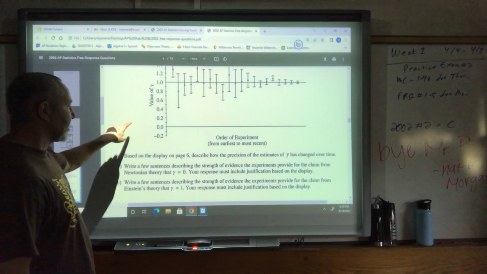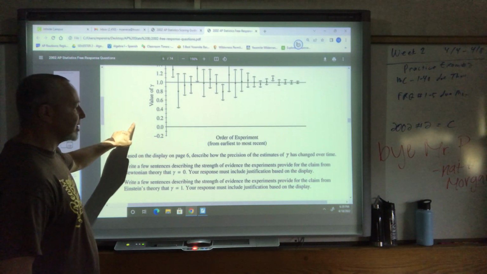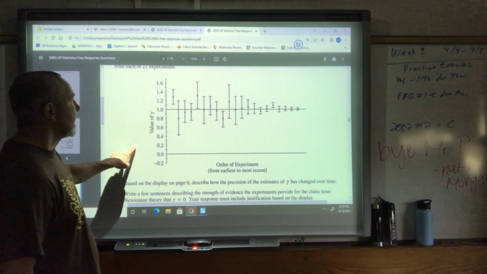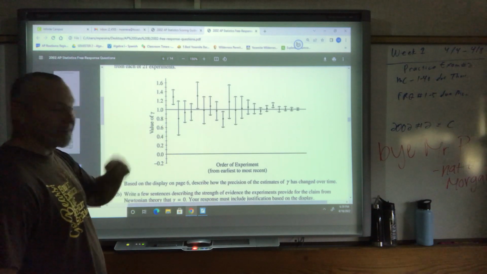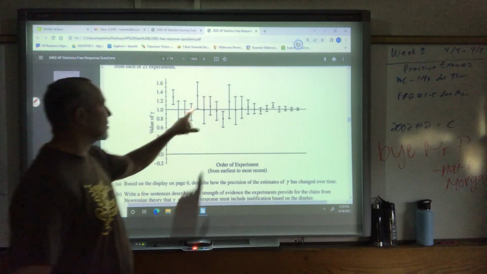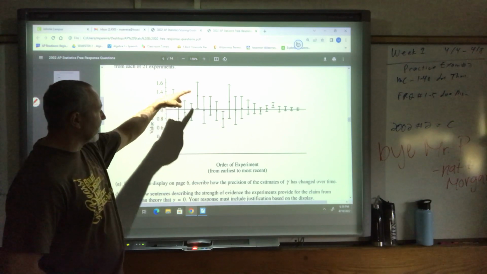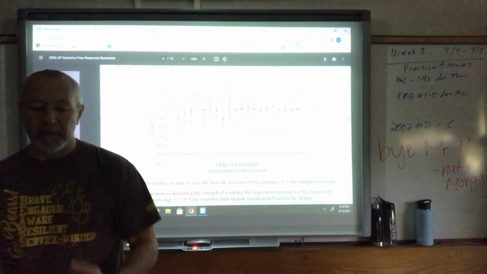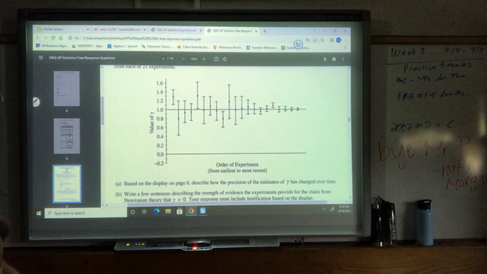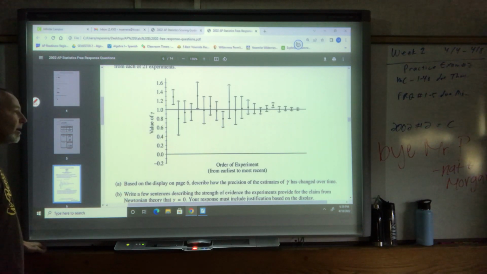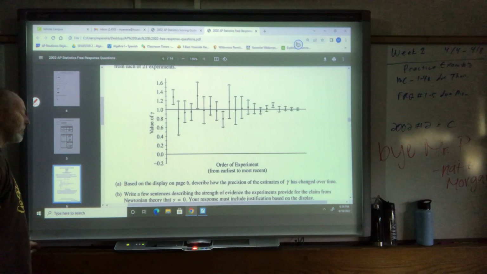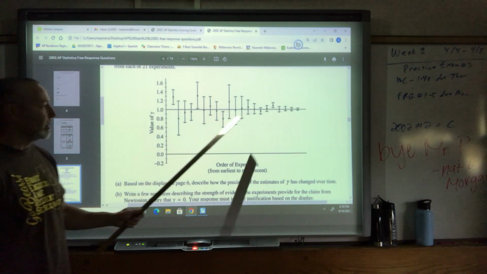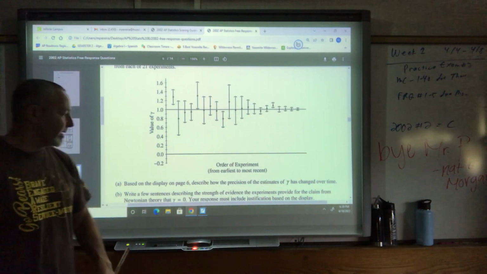Based on the display, describe how the precision has changed over time. The precision has increased dramatically. Look at the variability on these ones back here, and now it's getting narrow and narrow and narrow. So I'm going to say that the precision has increased dramatically over time, and we can see that by the fact that the intervals become smaller and smaller as we go to the more recent experiments.